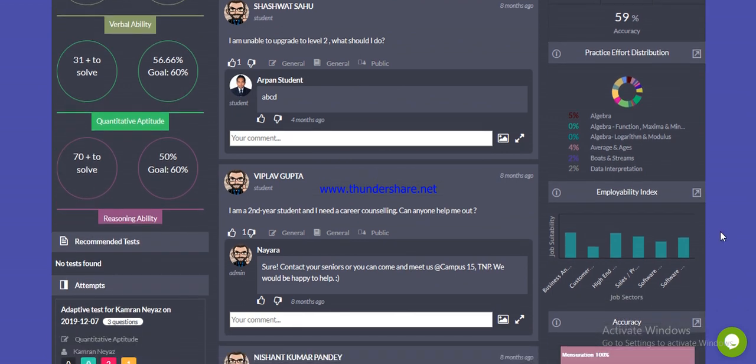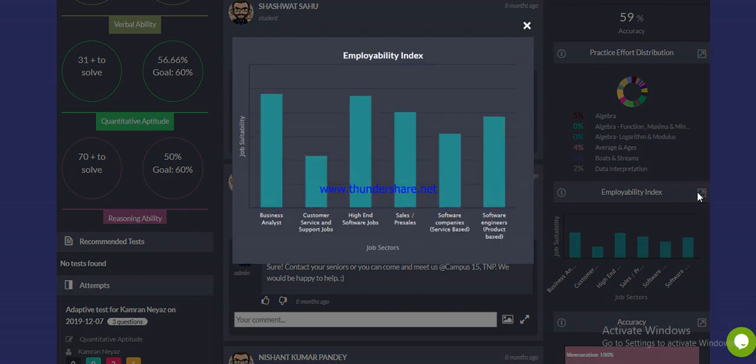This is the employability index. This is a very important part, as with the help of data science and artificial intelligence, we recommend to students their strengths in different job roles depending upon their continuous assessment and practice on the platform. This will help the students to determine their interests or strengths in different jobs in this competitive market.